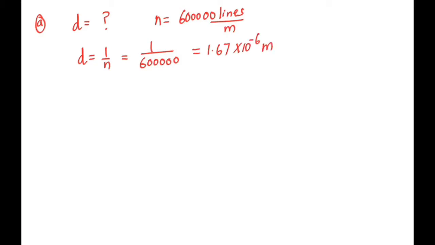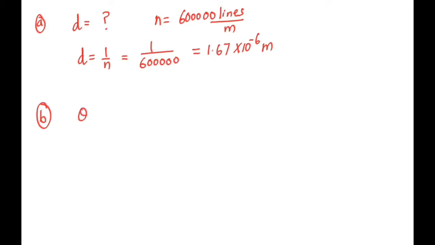It's asking for d. n is given as 600,000 lines per meter. We have the formula for d, which is 1 over n. We can substitute the value of n, use our calculator, and get the answer as 1.67 into 10 to the power negative 6 meter. So that's our slit spacing, and it will remain the same for all the parts which we are going to solve.